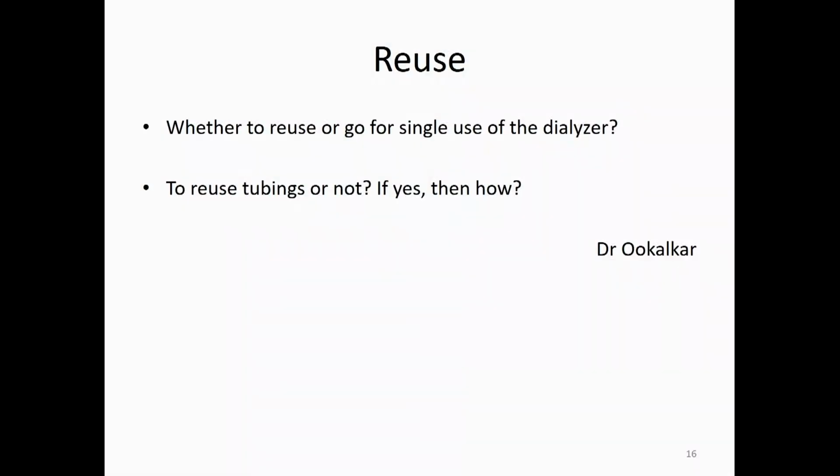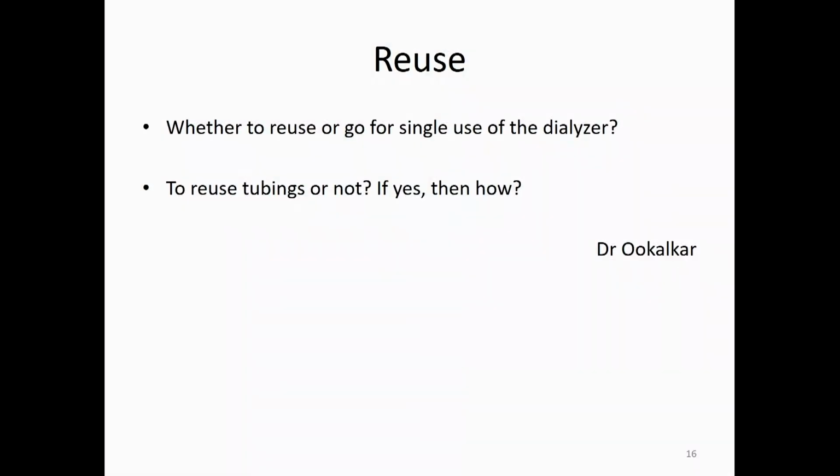And then in our unit, we used to follow that the cutoff is 12. So even if the dialyzer is good, more than 80%, we never went for a 13th use of the dialyzer. So that kind of protocol can also be followed so as to keep a check and balance.